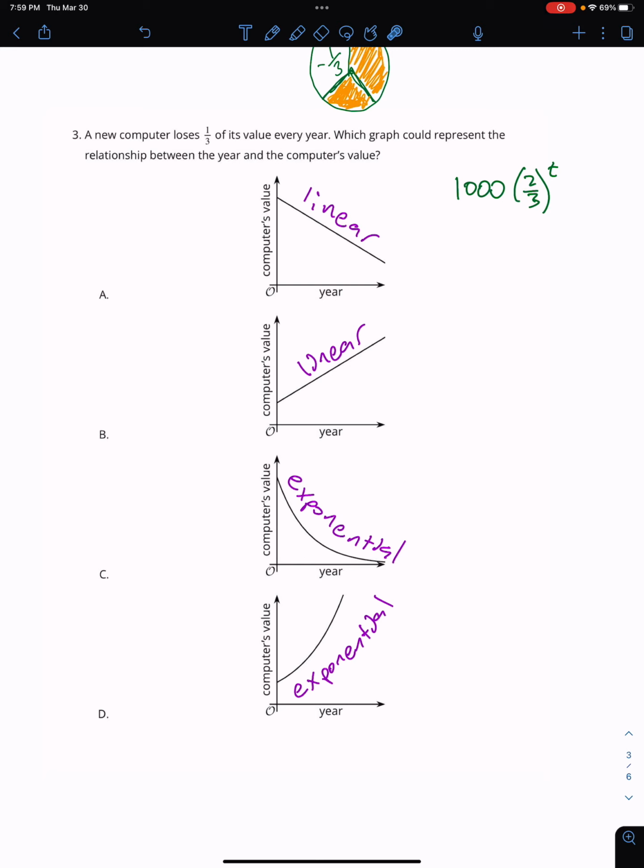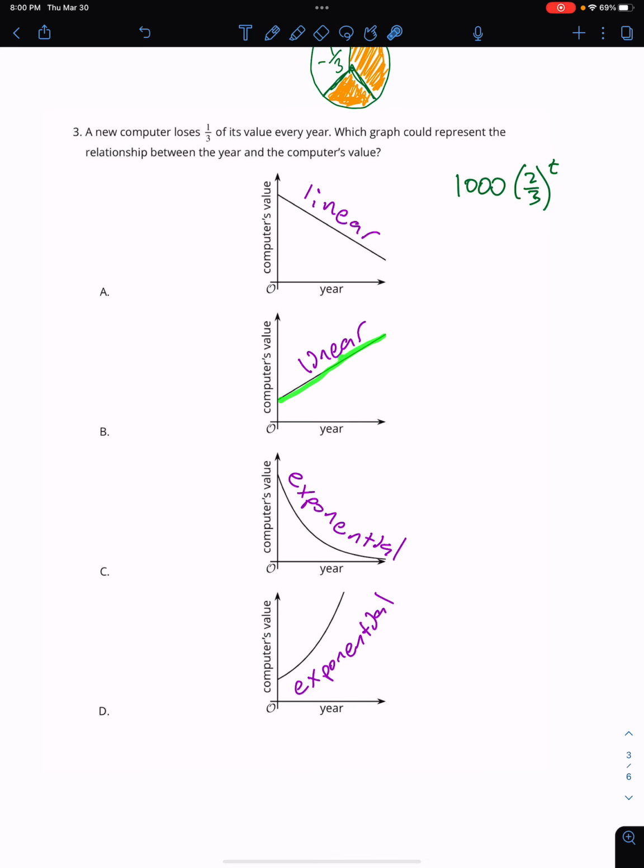We're dealing with exponential growth. And they just want you to realize that anytime we're talking about exponentials, it's not going to be a straight line. These two are linear functions. This is a linear function. They call it linear because it's a straight line, and it's got this constant slope. But this one's going down. This B is a linear function that's increasing in value. It's got a constant slope that's positive.